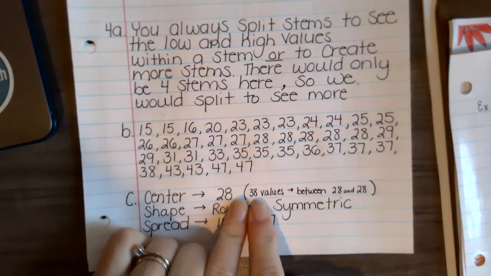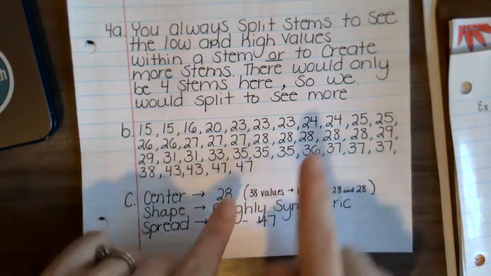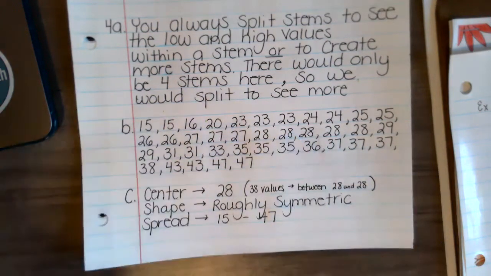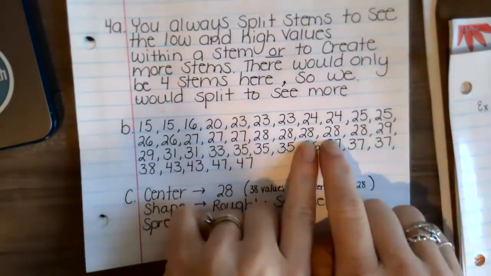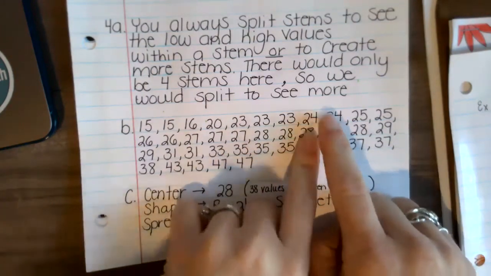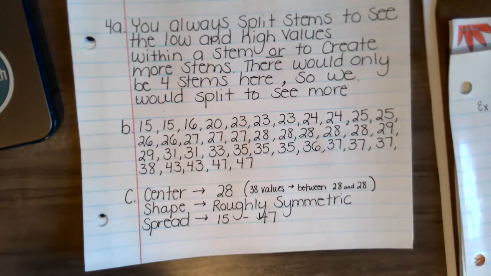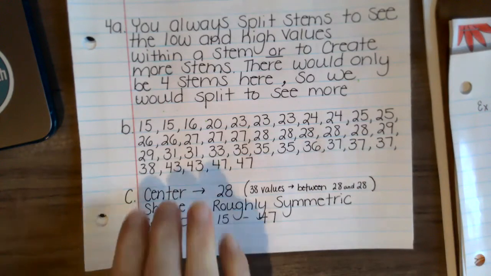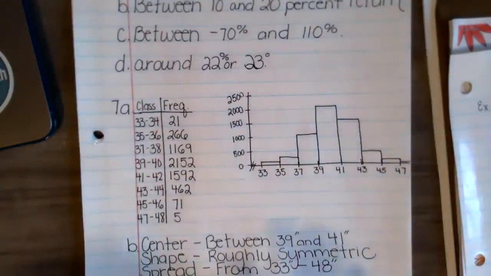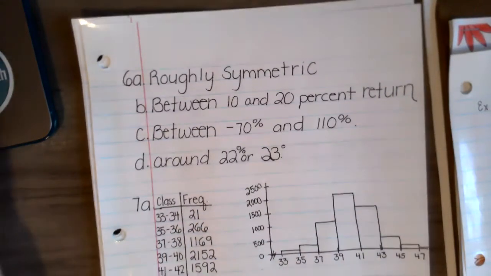There were 38 total values. I divided that by 2, and then I counted in to find that it was right at 28. It was between 2 28s. So when I average those, I'm obviously going to get 28. So that was how I got my center. So that was the first day of work. Hopefully that helps clear up any questions you had on that.